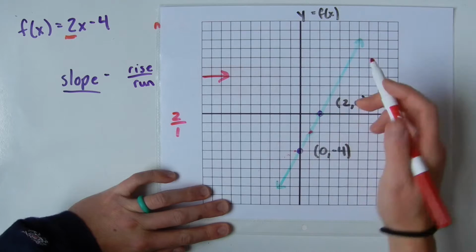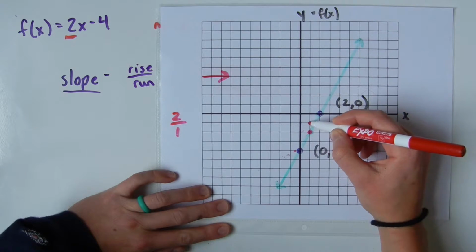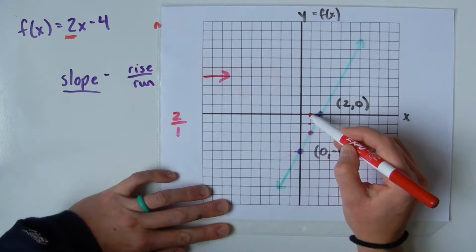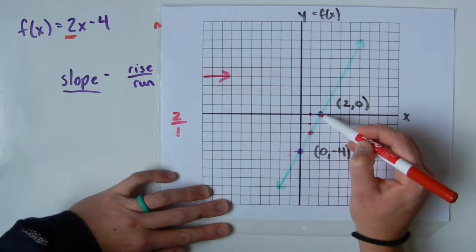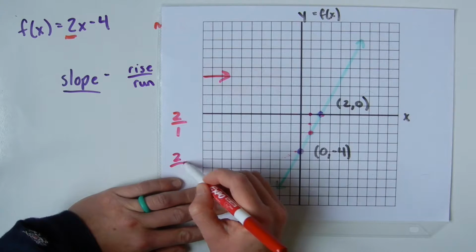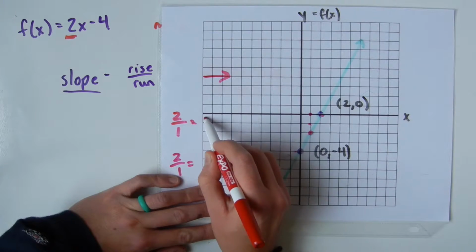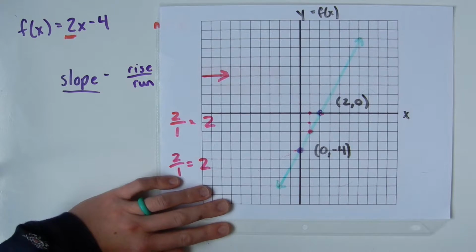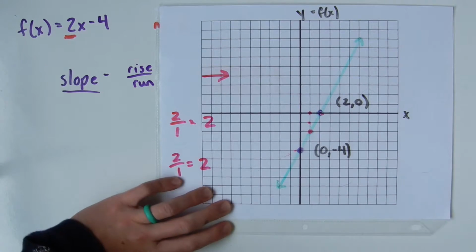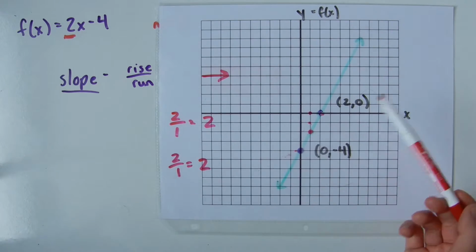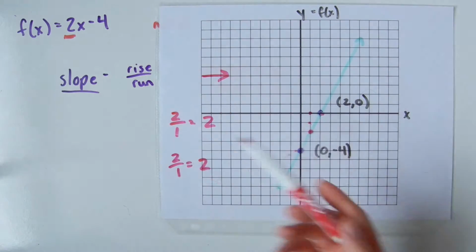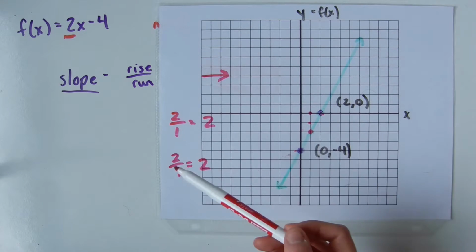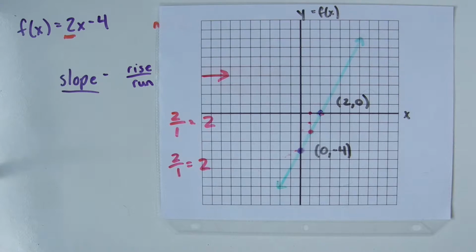Let's do the slope again. We're going to go up 2 in the vertical direction, so our rise, and we're going to go over 1. Again, 2 over 1. And 2 over 1 is equal to a positive 2. So that is what the slope looks like on a graph. So if you're given a graph and not the equation, by moving from one point to the next, you would easily be able to calculate the slope, the rise over the run.